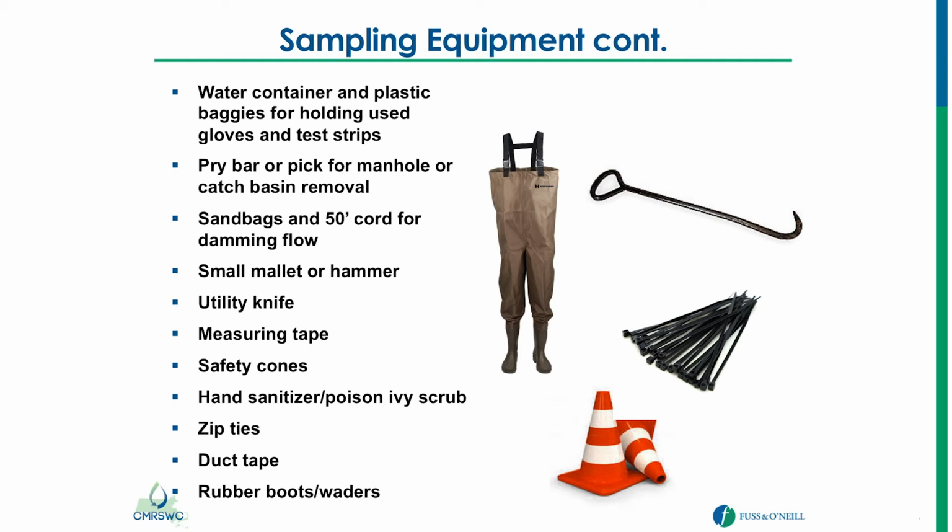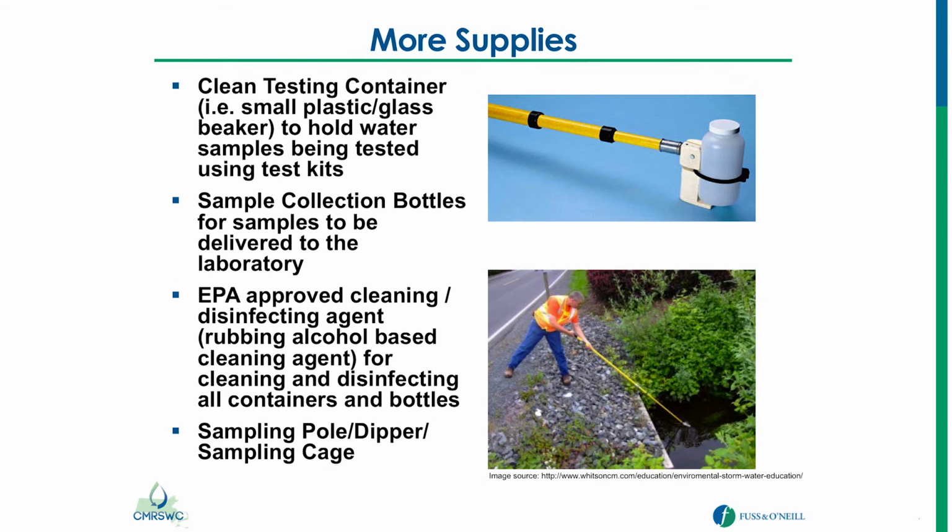Sandbags and 50 feet of cord for damming flow, for taking water samples in manholes. A small mallet or hammer to help remove those manhole covers. Utility knife, hand sanitizer, zip ties, duct tape are always nice to have around. You never know when you have to fix a piece of field equipment when you're in the field. And rubber boots and waders.